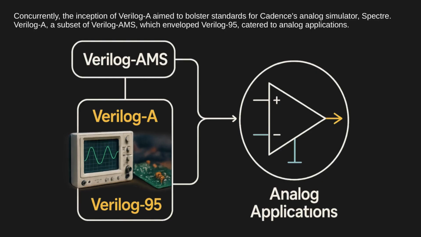Concurrently, the inception of Verilog-A aimed to bolster standards for Cadence's analog simulator, Spectre. Verilog-A, a subset of Verilog-AMS which enveloped Verilog 95, catered to analog applications.